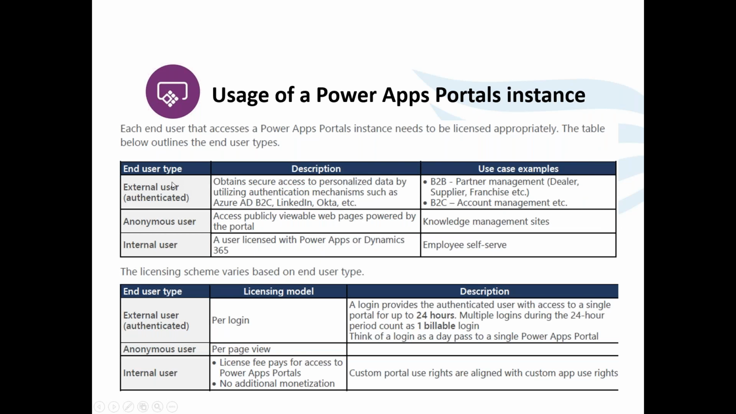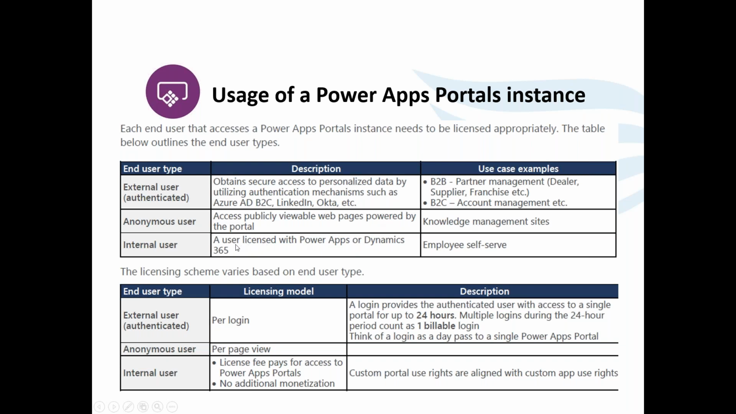There are 3 kinds of users: external authenticated, external anonymous, and internal user. There are different ways of authentication. They could use quite a variety of authentication mechanisms, and they give you a use case of a B2B or B2C kind of situation where you know your user, so you can authenticate them through the PowerApps portal. Anonymous users are publicly viewable, maybe for a KB kind of situation.